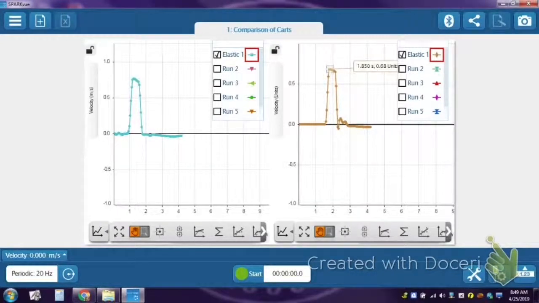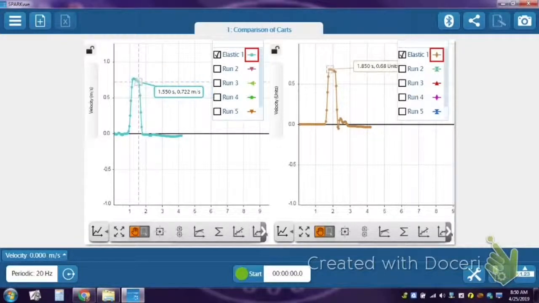The next thing I want to show you is how to interpret some of this data. If I'm looking at this blue line on the left hand side, I can see that it jumps suddenly from 0 up to a number. That first jump is actually just you pushing the car. What I want to know is how fast was it going just before it collided, and that's going to be the right hand side of the high points here. That's going to be just before it collides. For me, that's 0.72 meters per second.